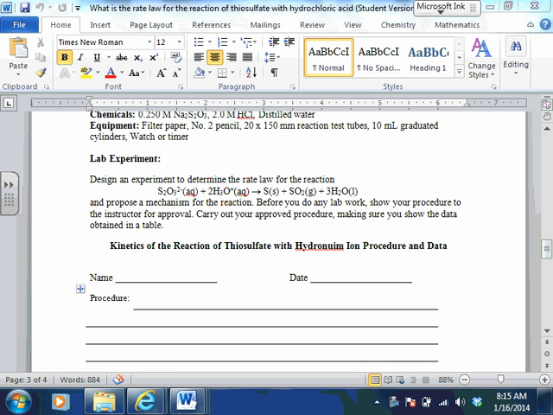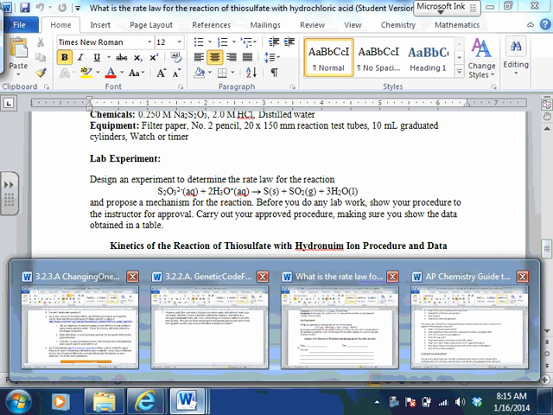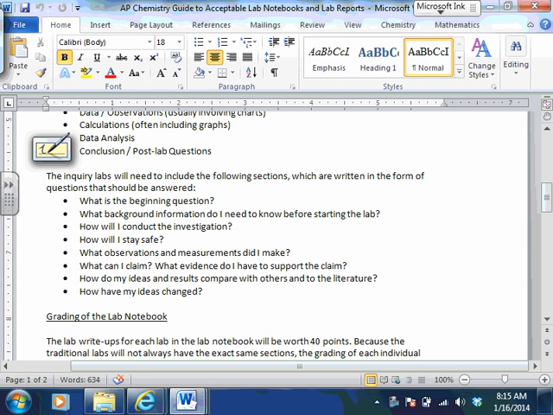All right. So this lab is kind of a standalone. You will do this one separate from the second thing that we did on day 2 of the lab. But just going back to the guide to acceptable lab reports here, you should already have your beginning question, which basically can just be the exact same as the question in the title of the lab. Background information, again, you should have that from the background information the lab itself gives you.